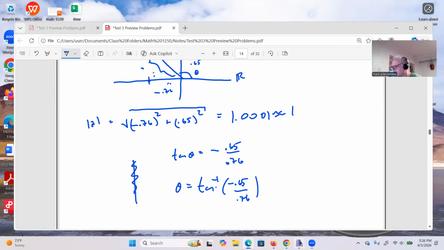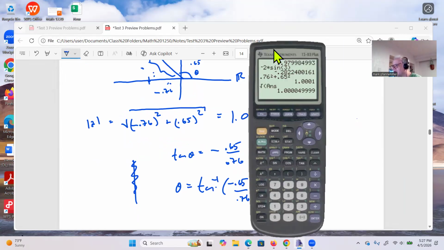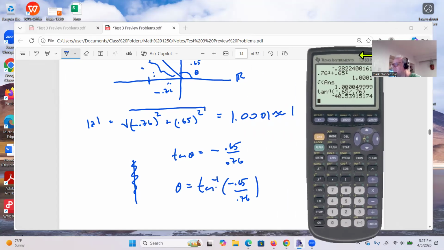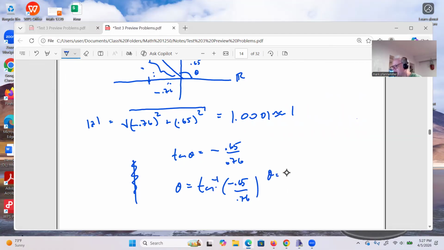All right, so we're going to figure out what this is. We need the inverse tangent of negative 0.65 divided by 0.76, in parentheses. I'm sure this is going to be a great number. We got negative 40.54. So theta is equal to negative 40.54 degrees.